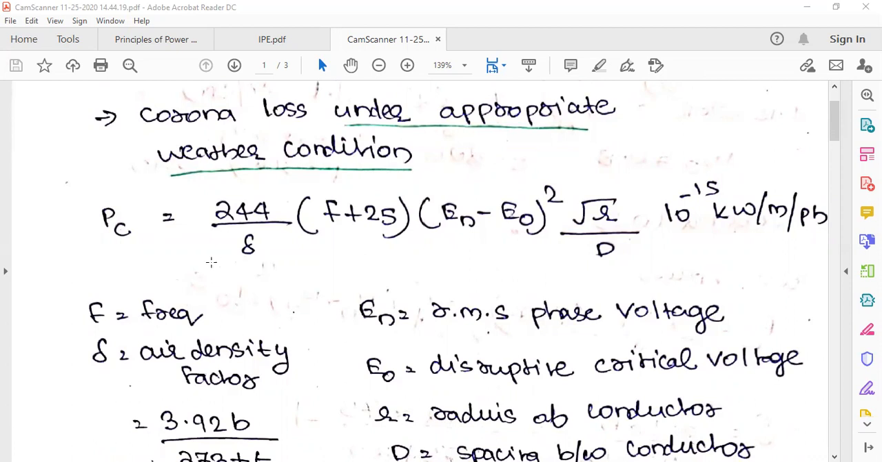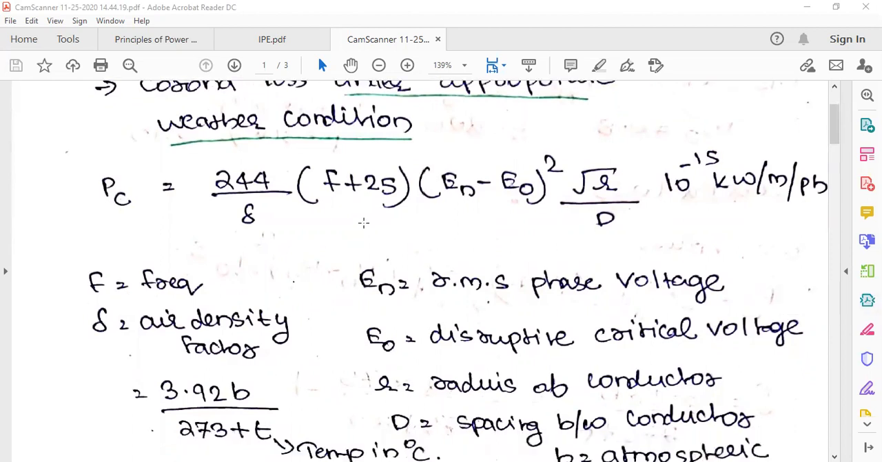So corona power loss P is equal to 244 by del into (F plus 25) into (En minus E naught) the whole square into root of R by D into 10 raised to minus 15 kilowatt per meter per phase, or it can even be kilowatt per kilometer per phase. So what are these terms? Let's see. F is the frequency, so it will be 50 hertz.